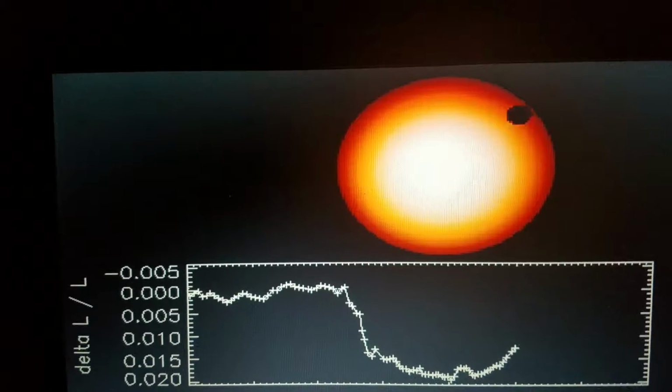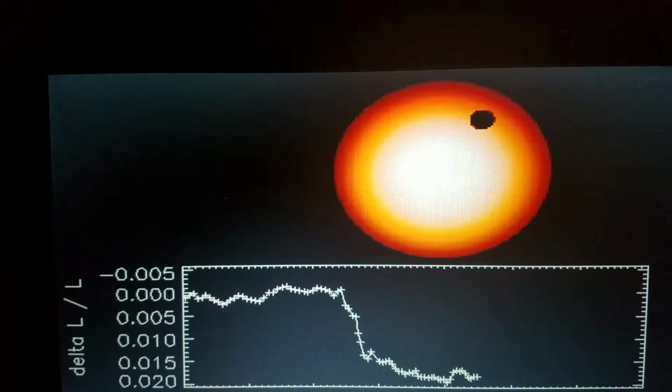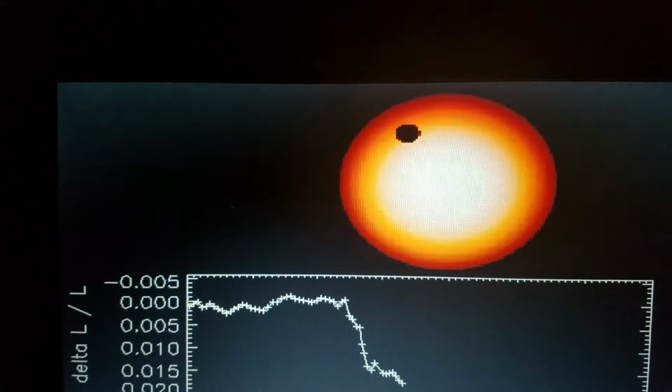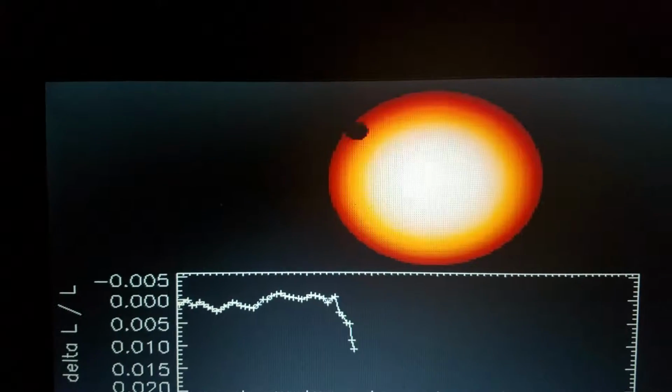Here we see exactly how the transit method works, with the drop in luminosity occurring when the planet passes in front of the star, and then it goes back up to its usual rate.